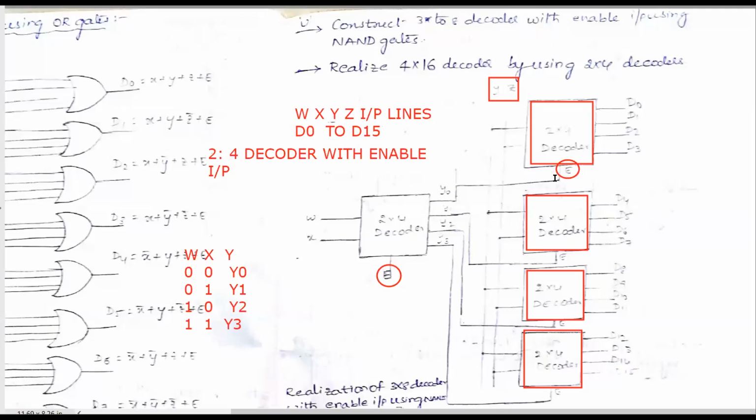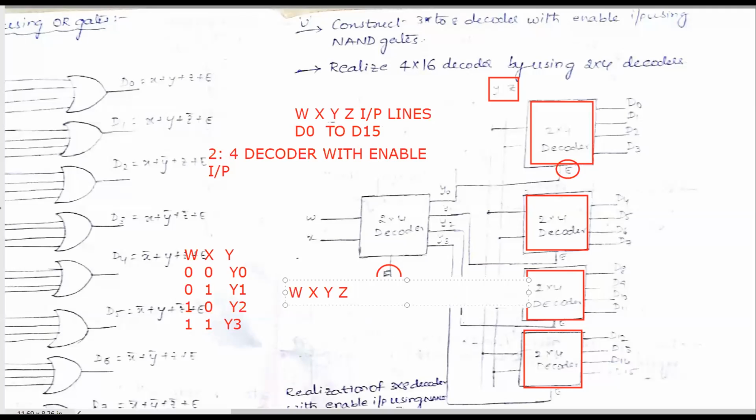This Y0 line is connected to the enable input of the first decoder. Y1 line is connected to the enable input of the second decoder. Y2 line is connected to the enable input of the third decoder, and Y3 line is connected to the enable input of the fourth decoder. Now, based upon the combinations, I am writing the combination W X Y and Z.